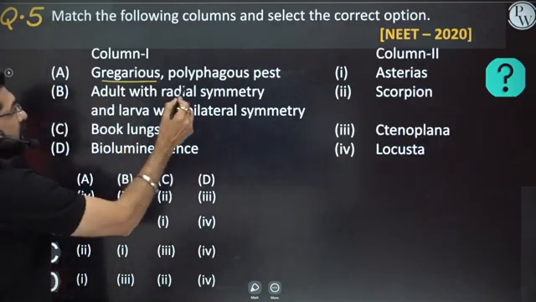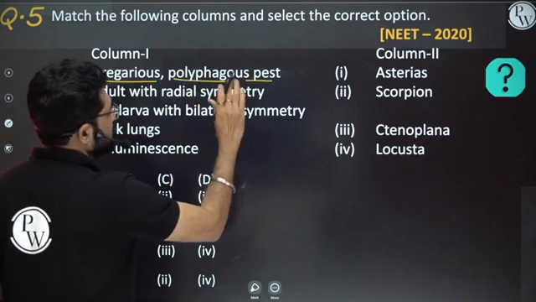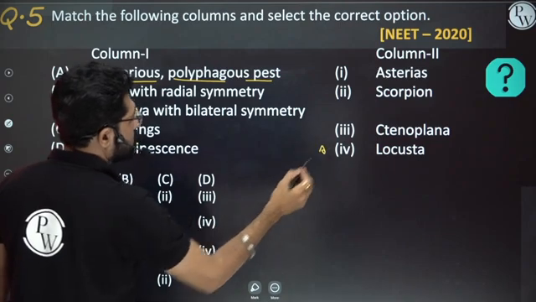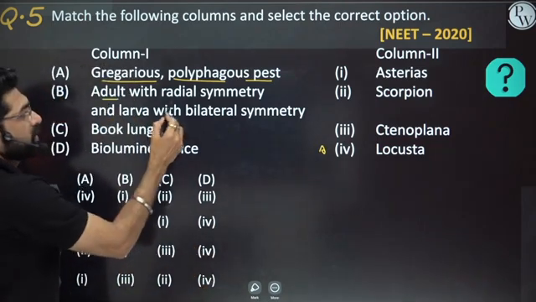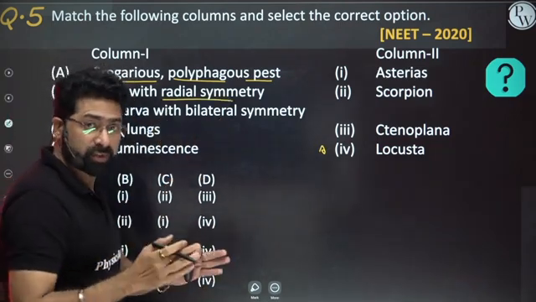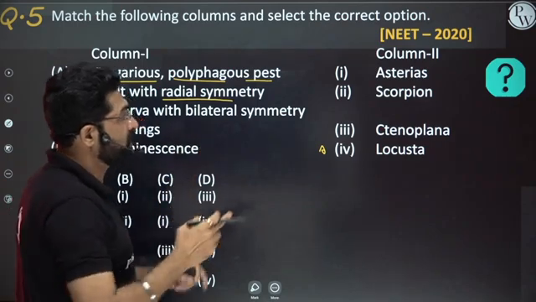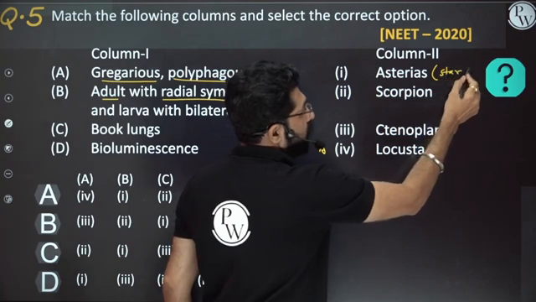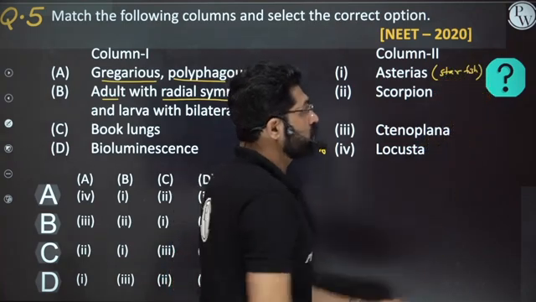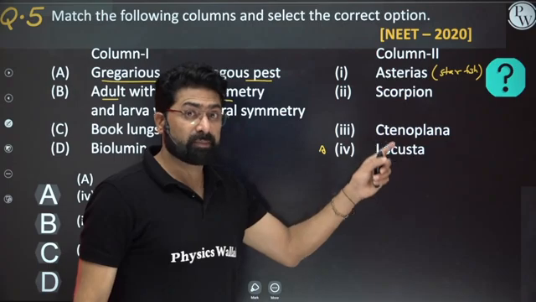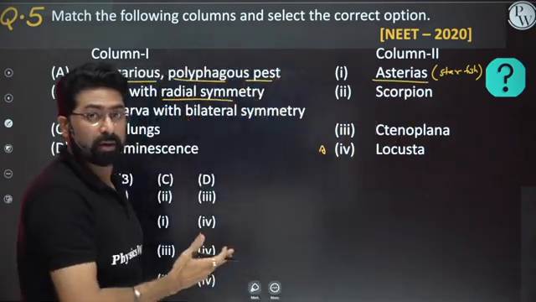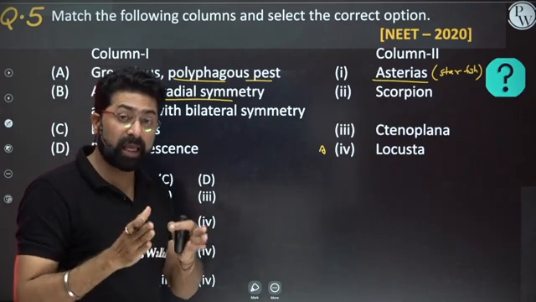Gregarious pest, that is polyphagous and gregarious pest, is your Locusta. Simple. So you go for A here. Adult with radial symmetry. Usually they are echinoderms which have adult as radial symmetry. So you find the echinoderms, that is the starfish. I was telling you that scientific name is important. If you don't know the scientific name of starfish, you can't do this question. That is why we are putting emphasis on that.